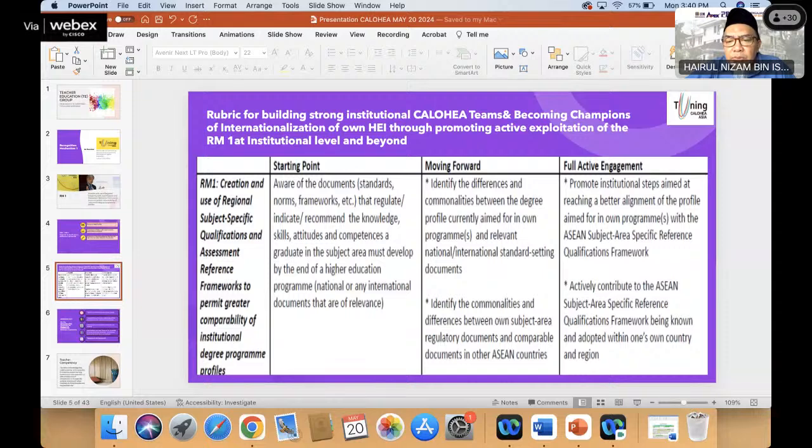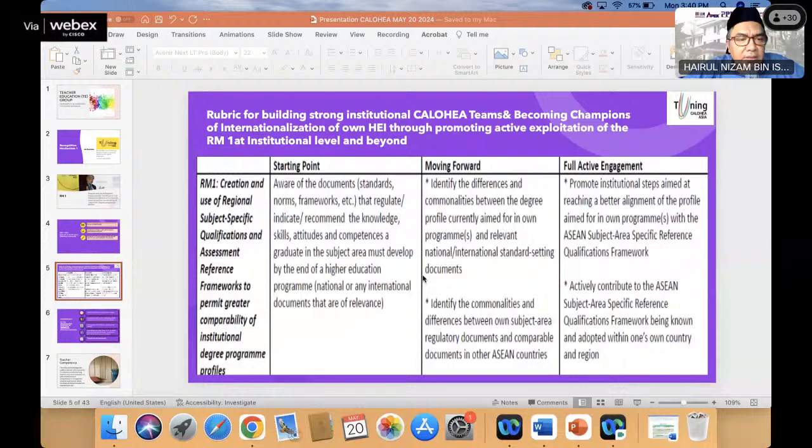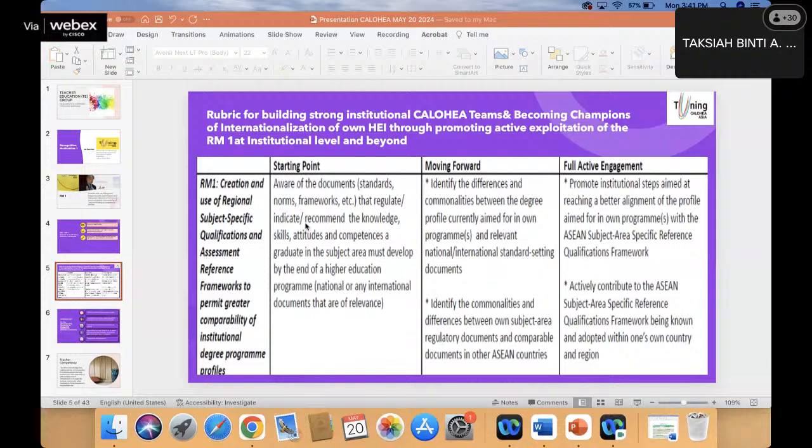Okay, so then we have, Pak Hairul, yes. Oh, sorry, I thought I already had the slideshow. Thank you for the reminder. Let me stop, I'm so sorry. Okay, can you see the slide now? Yeah, I can see the slide, but please click on the slideshow, at the bottom right. Okay. All right, yes.